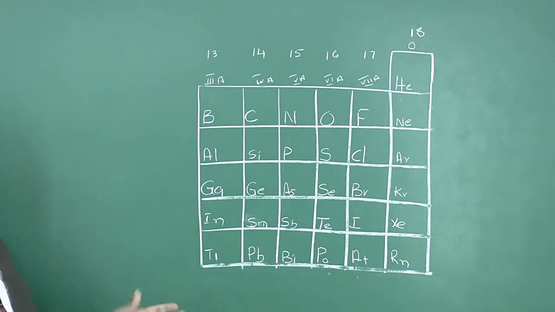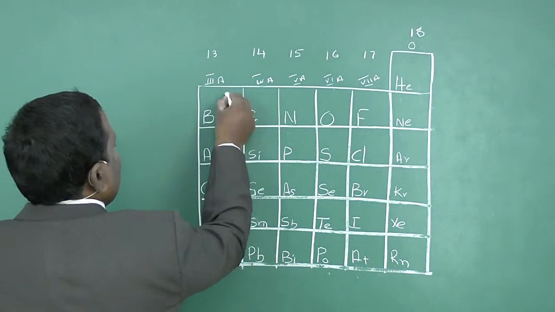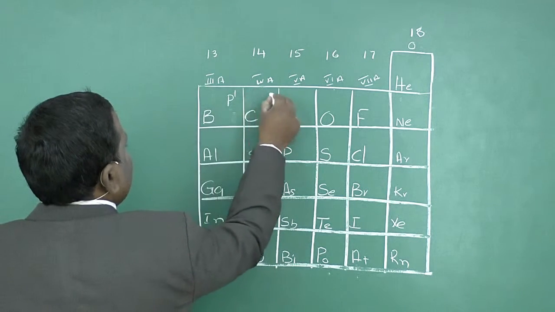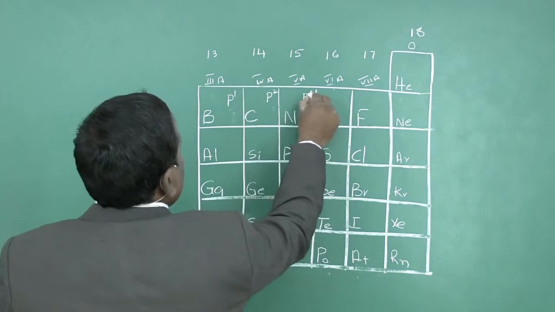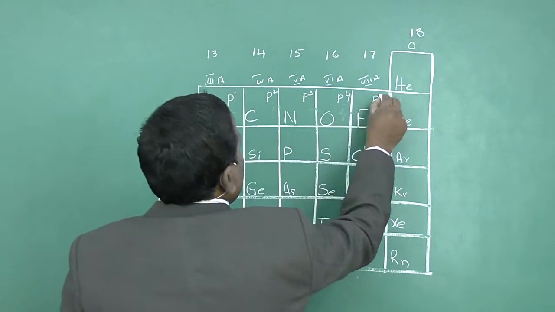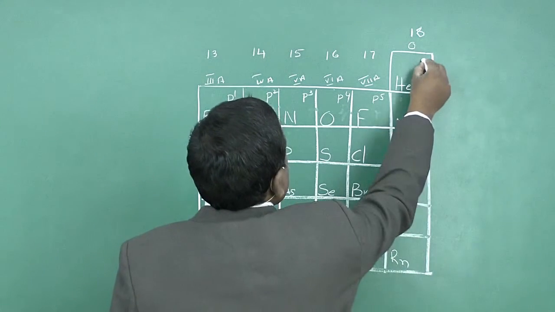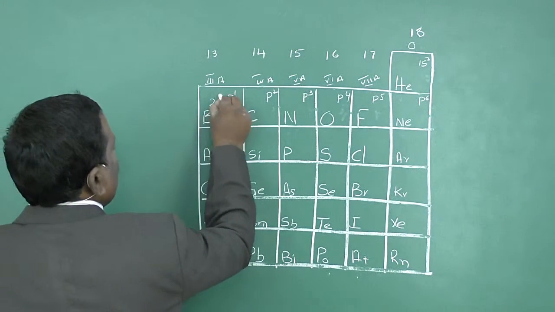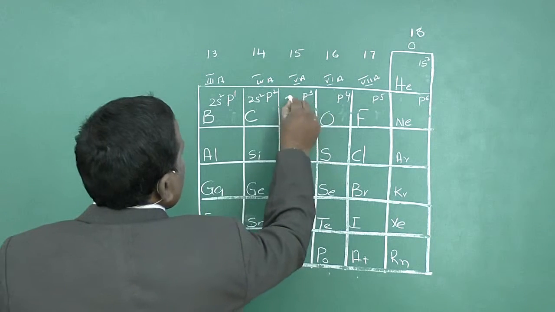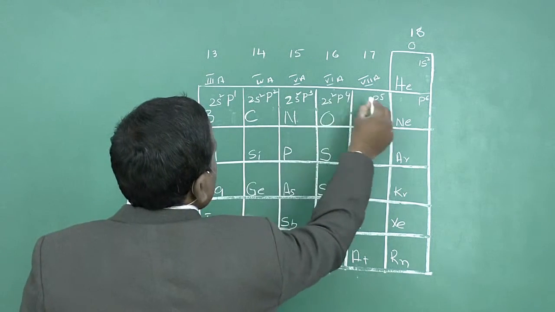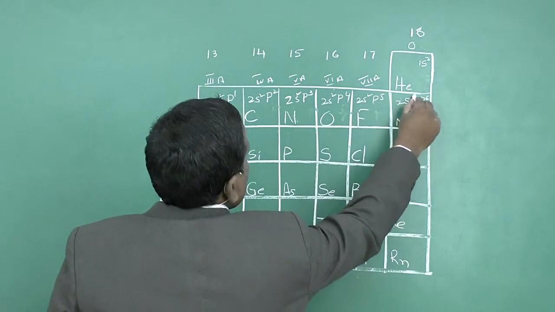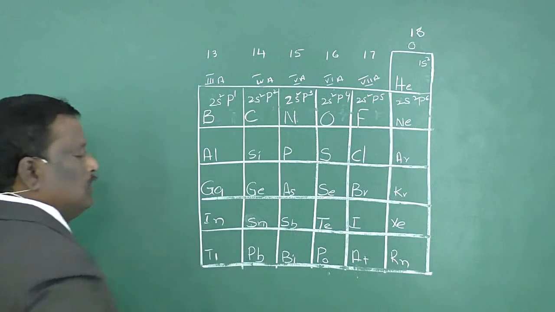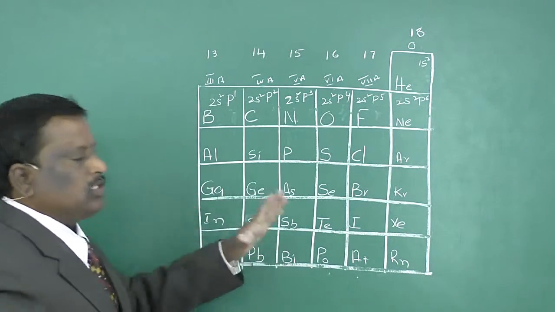So in all these elements, the differentiating electron will enter the p orbital. That's why they are called p block elements. Here in the 3rd A group, the configuration is p1. Here it is p2, p3, p4, p5 and here it is p6. Of course, for helium it is only 1s2, an exceptional case. This is 2s2 2p1, 2s2 2p2, 2s2 2p3, 2s2 2p4, 2s2 2p5, 2s2 2p6. Here 3s2, here 4s2, 5s2, 6s2 and so on.